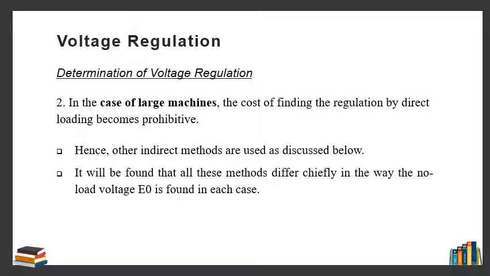Number 2, in the case of a large machine, the cost of finding the regulation by direct loading becomes prohibitive. Hence, other indirect methods are used as discussed below. It will be found that all these methods differ chiefly in the way the no load voltage E naught is found in each case. So in all cases, we find the no load voltage and full load voltage. By using this, we can calculate the voltage regulation of the alternator.